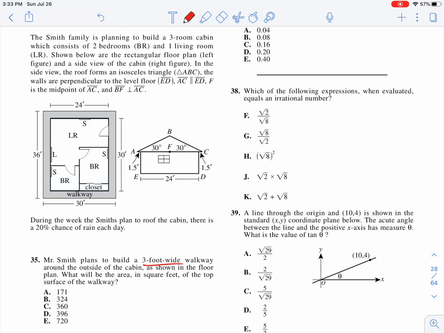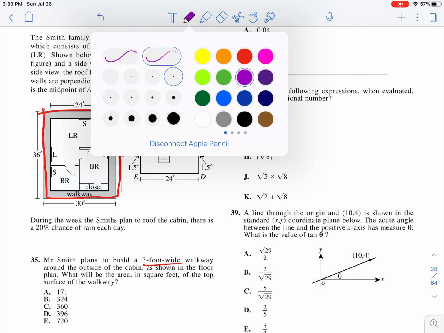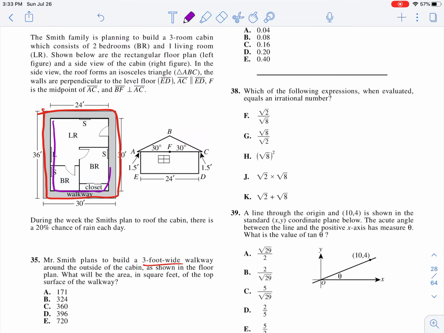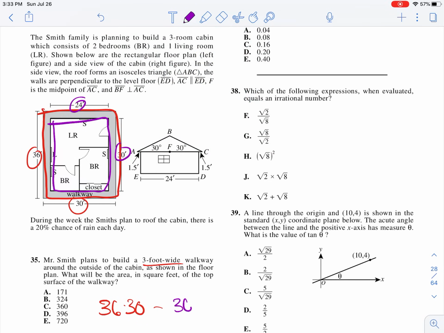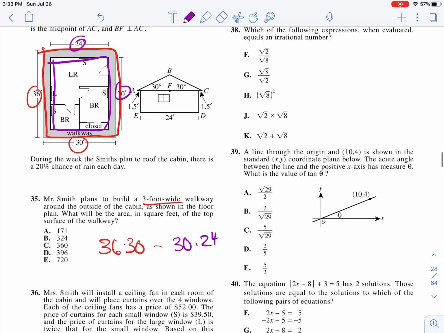Basically, it's going to be the total area of this entire red shape divided by the area of this middle thing. And we're given dimensions for all that. We're given the purple dimensions, and we're given the red dimensions. So I'm just going to take 36 times 30, the larger area, and then subtract the purple, 30 times 24. And so you should get an answer of whatever 30 times 12 is.